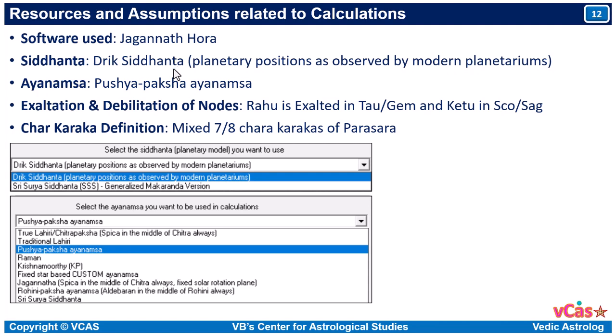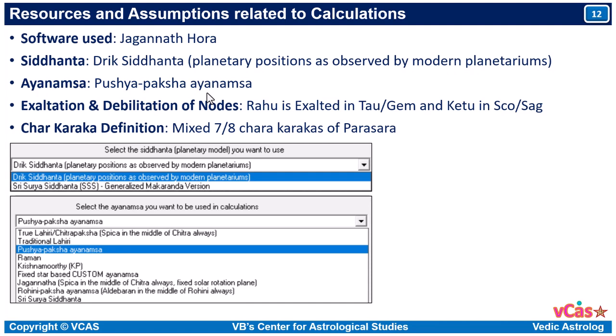I use Drik Siddhanta as the Siddhanta system. The other option is Surya Siddhanta, which I don't use. Another important option is the Ayanamsa. Ayanamsa is the difference between the tropical and sidereal zodiac. The calculation of Ayanamsa is very important for determining planetary positions, divisional charts, dashas, transits, etc. Using different systems of Ayanamsa can result in major changes in dasha balance or in high-level divisional charts like Shashtiamsa, the D60 chart.